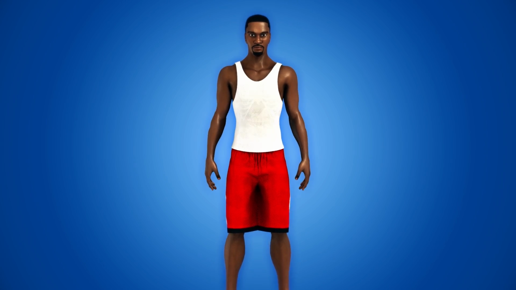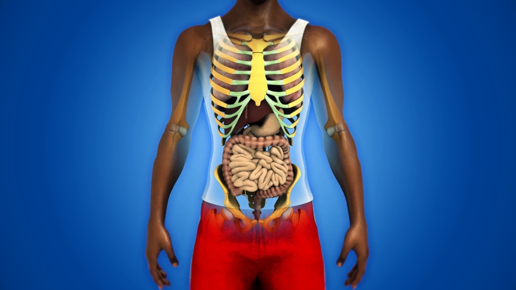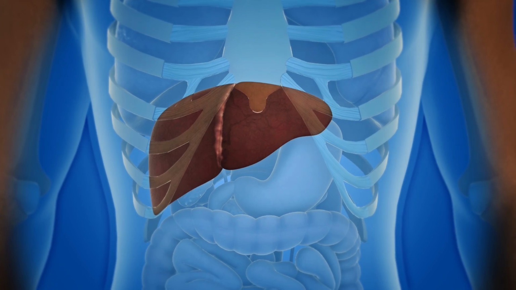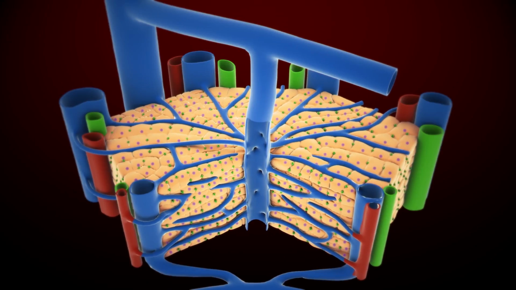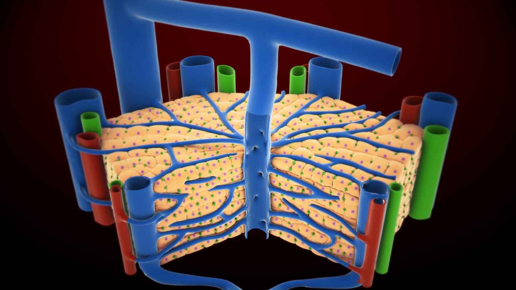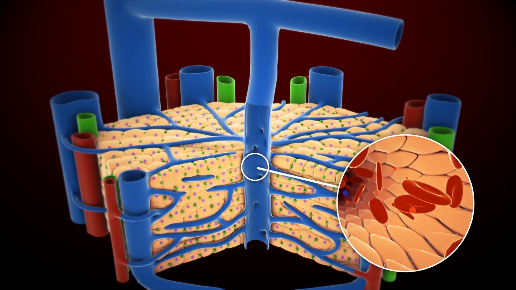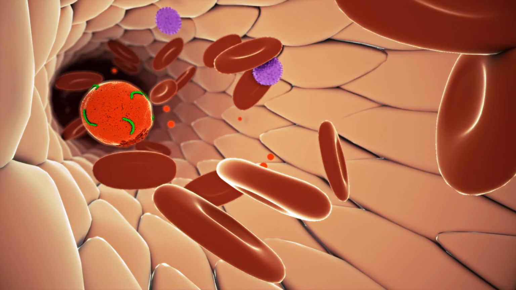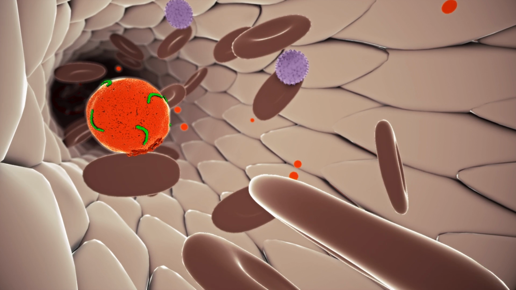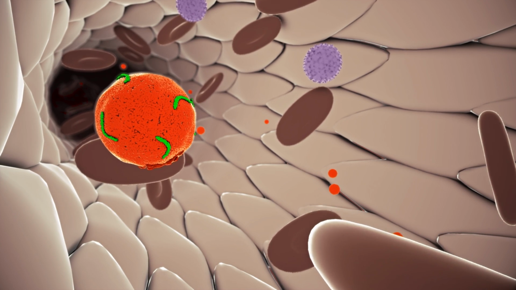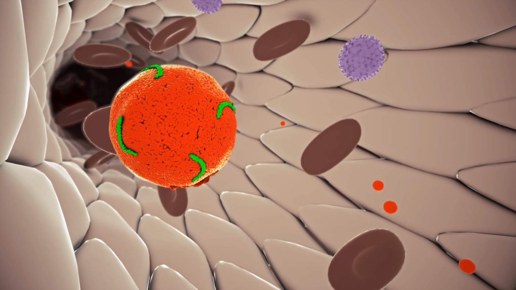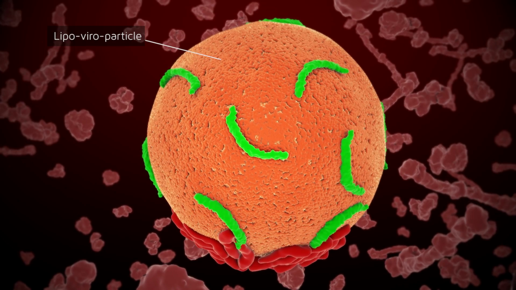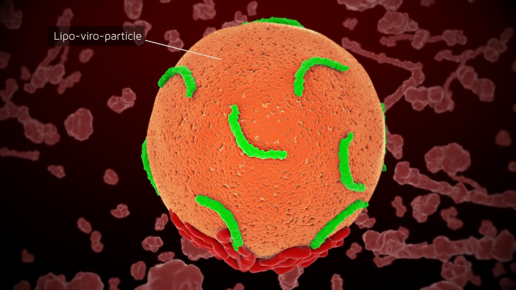Hepatitis C virus is a major cause of chronic hepatitis, liver cirrhosis, and hepatocellular carcinoma. The virus is transmitted mainly through blood and reaches the liver via the bloodstream. The virus circulates as a so-called lipoviral particle associated with components of low-density and very low-density lipoproteins.